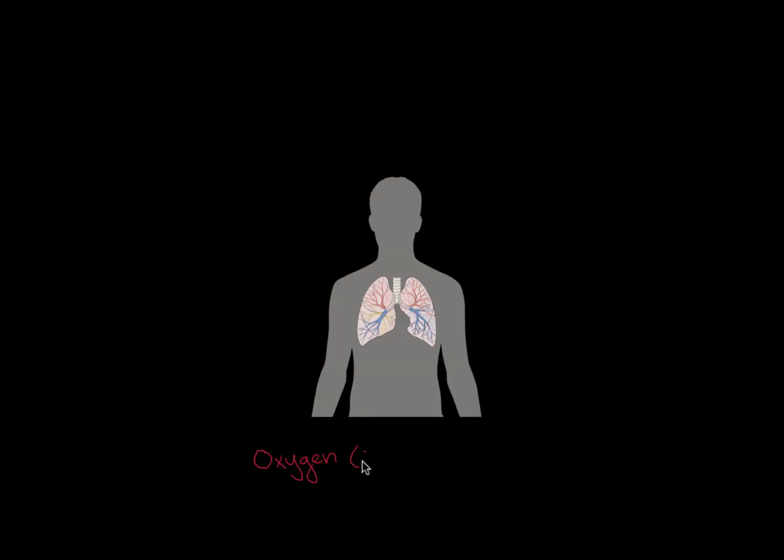and we use O2 as a short form. And all the cells in your body use this oxygen to make energy required to survive. And during this process, the oxygen is converted to make carbon dioxide. And we use CO2 as a short form for carbon dioxide.